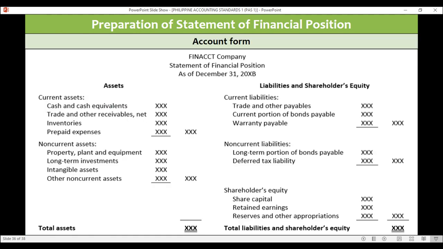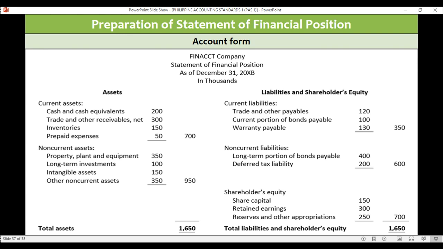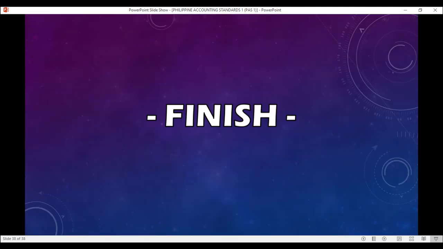Then for the account form, on the left side we have the current assets and the non-current assets, showing the total assets. On the right side we have the current liabilities, non-current liabilities, and the shareholders' equity accounts, showing the total of the liabilities and shareholders' equity. So this is an example of the statement of financial position with amounts, again in thousands. The total assets and the total liabilities and shareholders' equity should be the same at 1,650,000. So that's it.